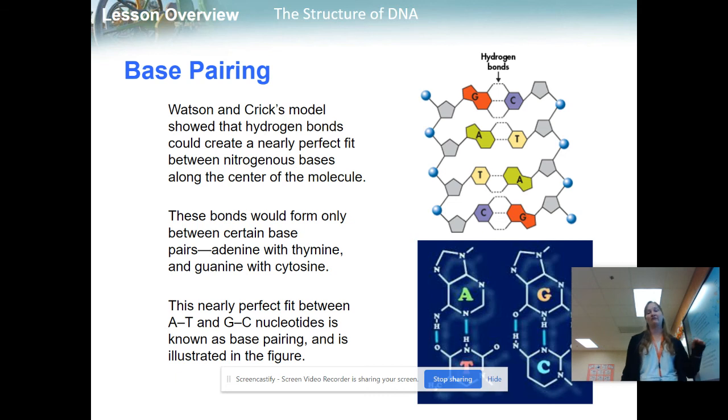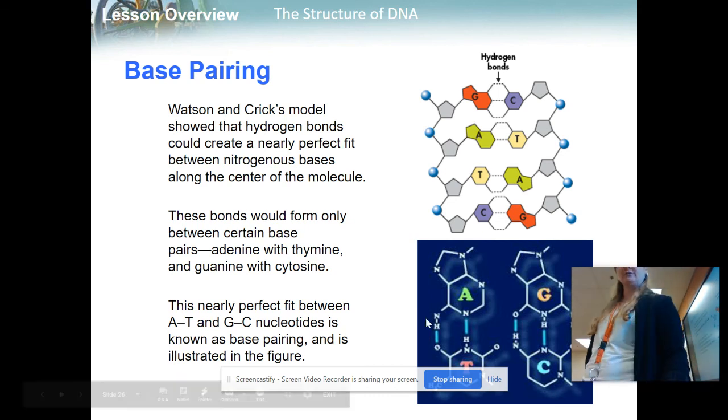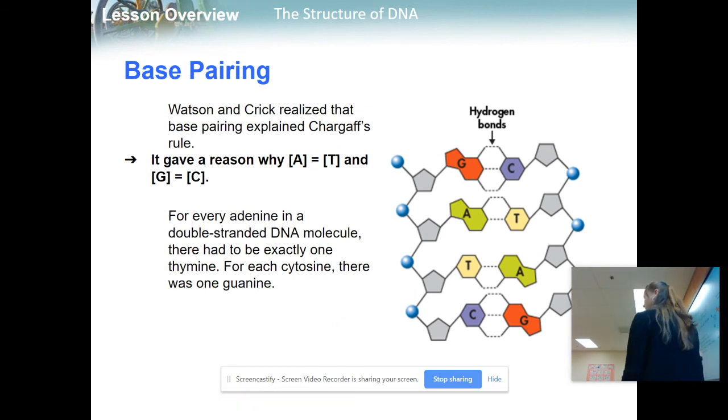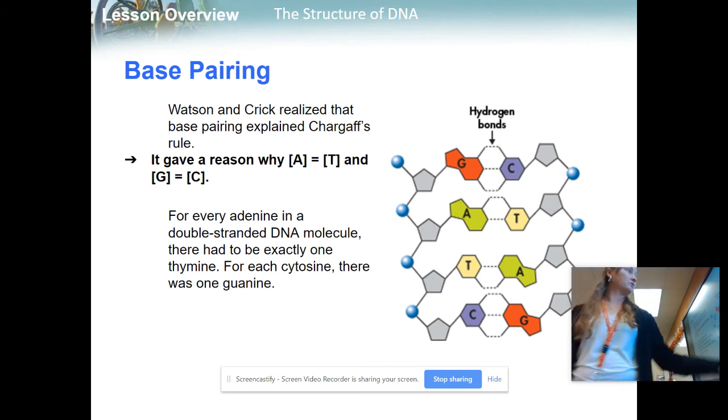So it's perfect, and it explains Chargaff's rules. So this is why Chargaff's was coming out. We didn't understand it. A to T, 2 hydrogen bonds. G to C, 3 hydrogen bonds. Okay? That's just the way they're structured, which is pretty awesome.